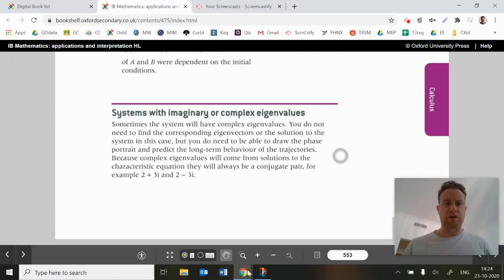Hi there guys, this is 12G and we're going to extend our phase portraits, which we did in 12F, to now include eigenvalues which could be complex.